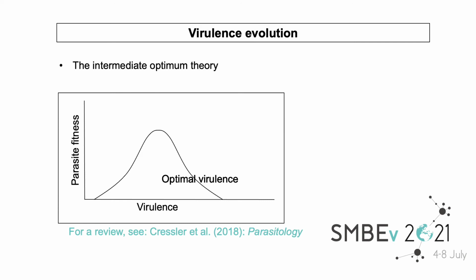So here's a visualization of the intermediate optimum theory. The idea then is that we've got virulence on the x-axis and parasite fitness on the y. As virulence increases and transmission goes up, for a while fitness is also going up. But at some point, as virulence becomes too great and our host becomes too sick to move around and socialize with other hosts, or even dies, then parasite fitness drops off because new hosts are not being infected. This gives rise to an intermediate optimum for virulence.